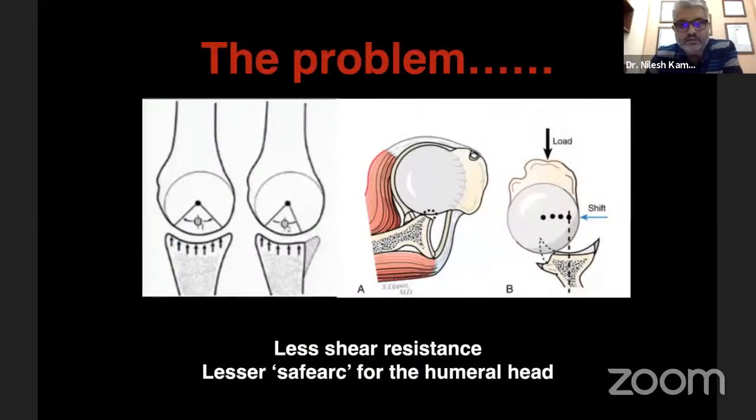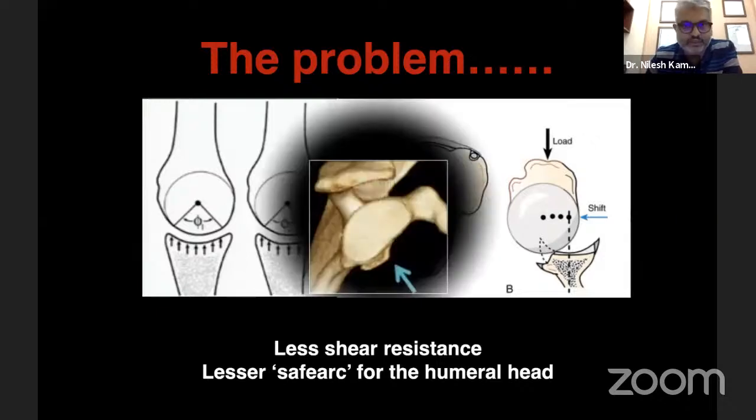What happens here? The problem is that whenever there's glenoid bone loss, there is less shear resistance. So the safe arc becomes lesser. As a result, in a position of athletic function, it tends to dislocate.